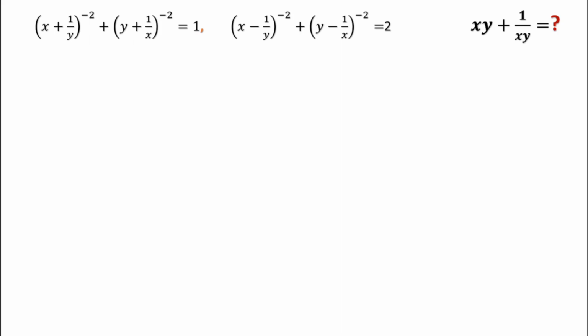Hello everyone. In this question there are two equations given. Then we have to find the value of xy plus 1 over xy.